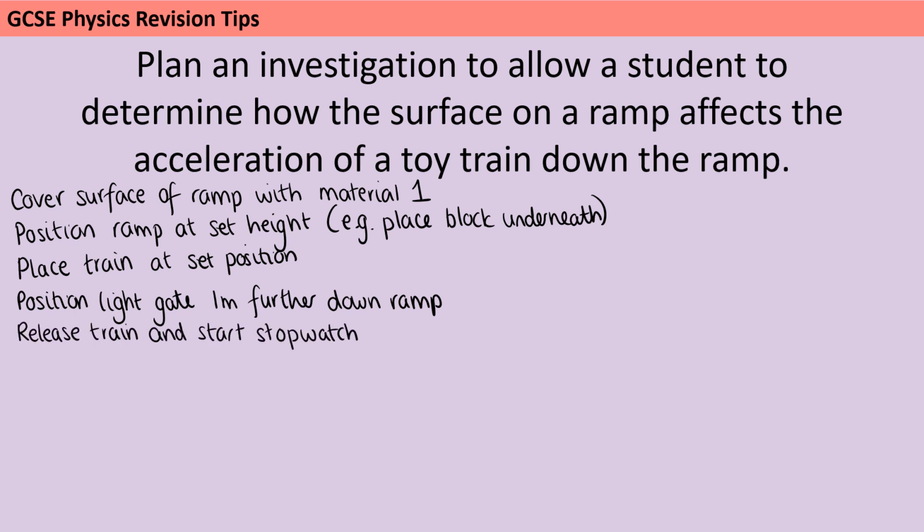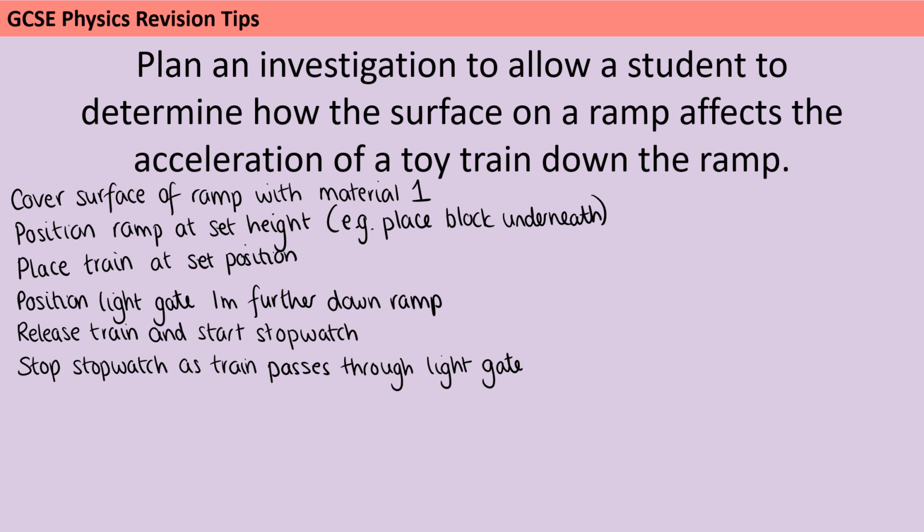So I'm going to release the train and I'm also going to start the stopwatch. And I'm going to stop the stopwatch as the train passes through the light gate. So in order to work out acceleration, I'm going to need a start velocity and end velocity, and I need to know the time it took that change to happen.